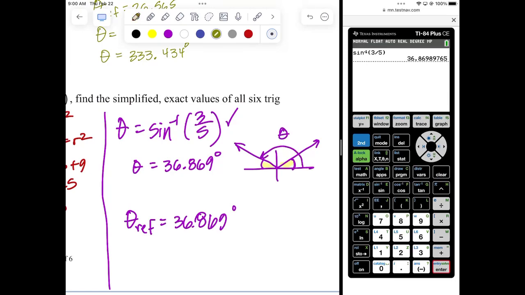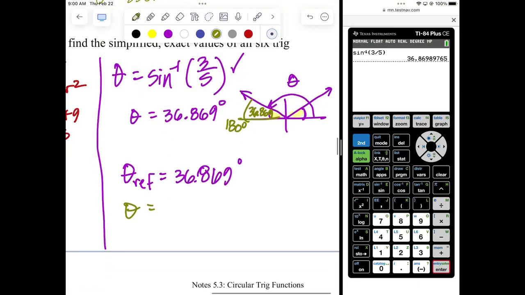You just work off the x-axis. If the x-axis is 180 right here, and this angle here is 36.869, how do we figure out what theta is? 180 minus. Now, I want you to show that. I want you to say 180 degrees minus theta ref. You're going to get a check for the reference angle. You're going to get a check for your method. This tells me your method. It tells me what you're doing.